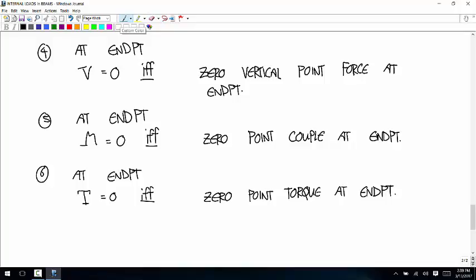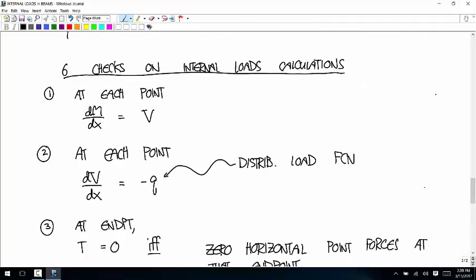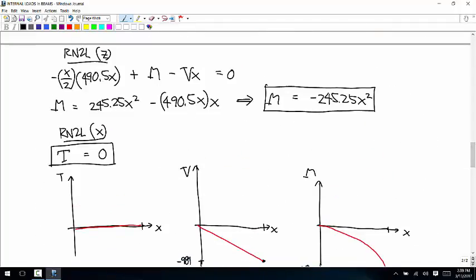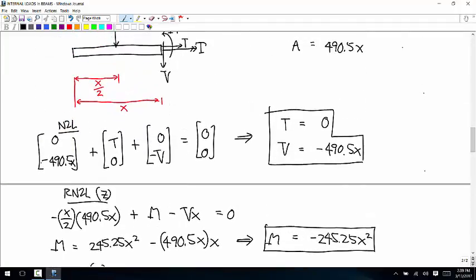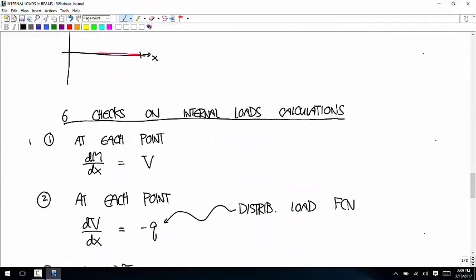Okay, so let's use the last example and go through these six and just do it as a check, and hopefully that'll point out how this works. So first, at every point, dM/dx has to be equal to V. We'll go up to the bending moment function. M is negative 245.25 x squared. So dM/dx is equal to negative 490.5 x. And that should match V, so we'll go up to the V function, and they're the same.